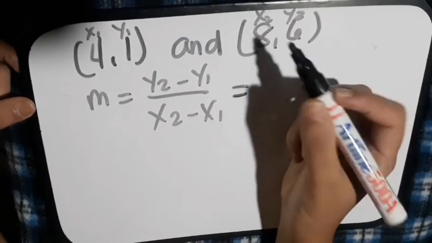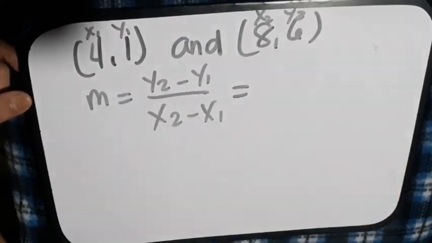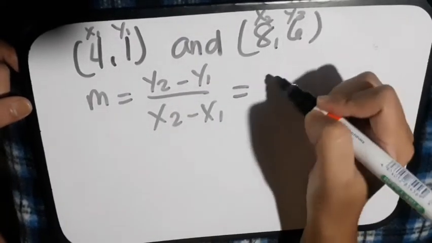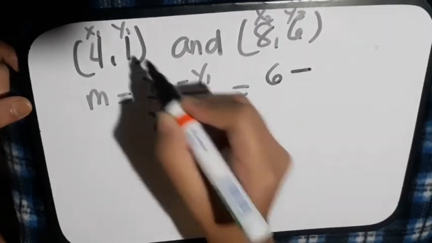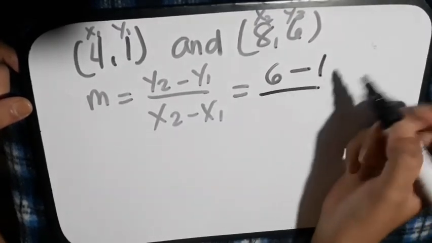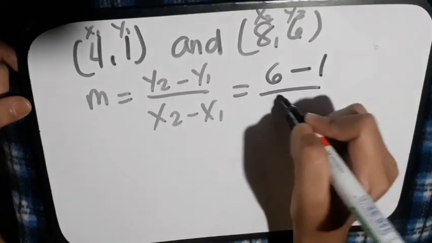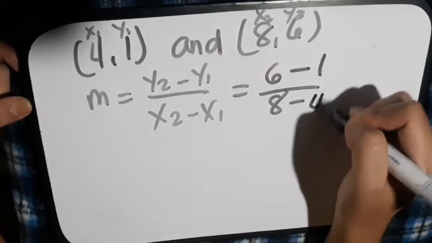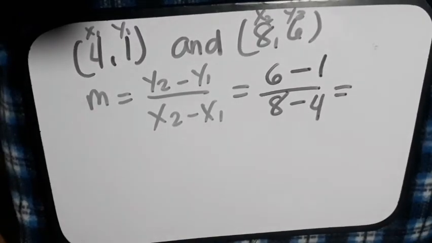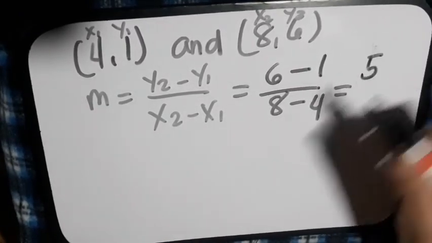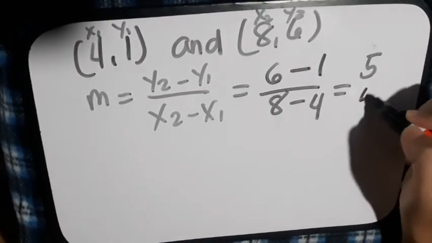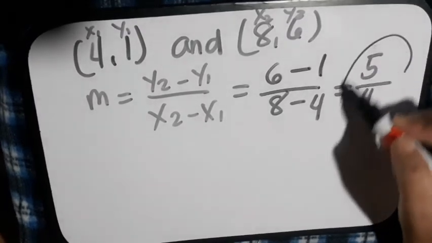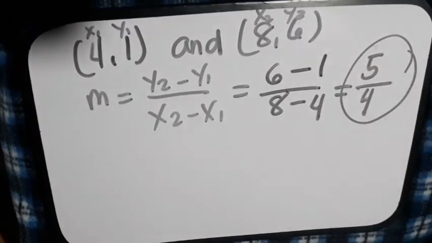Then, after that, we need to substitute the given value on the formula. So, y sub 2 is equal to 6 minus our y sub 1, which is 1, over our x sub 2, which is 8, minus our x sub 1, which is 4. Then perform the operation. 6 minus 1 is equal to 5. 8 minus 4 is equal to 4. That will be the slope of our 2 points.